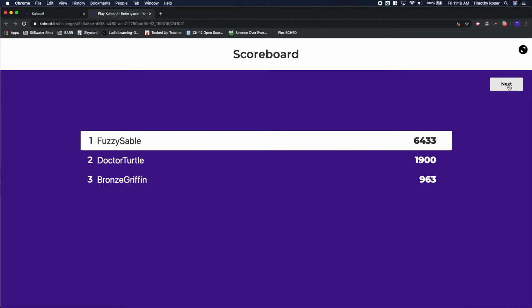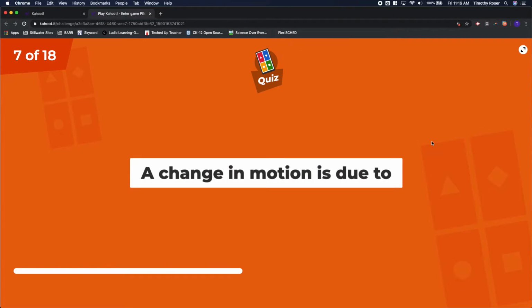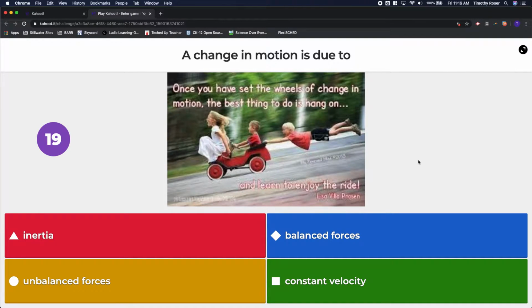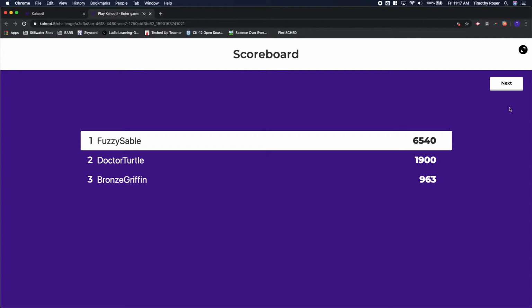All right, next up. A change in motion is due to what? Alrighty. Well, let's take a look at this. Inertia is the fact that an object in motion stays in motion, and it'll stay in motion if the forces are balanced, resulting in a constant velocity. The change in motion is due to an unbalanced force acting on the object.